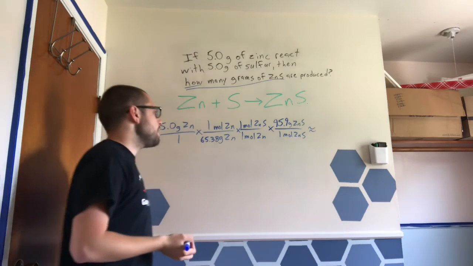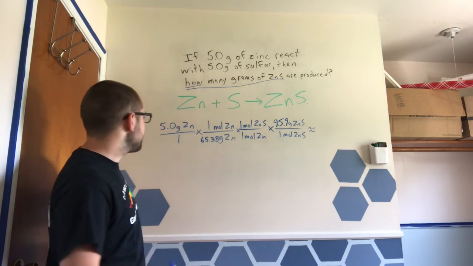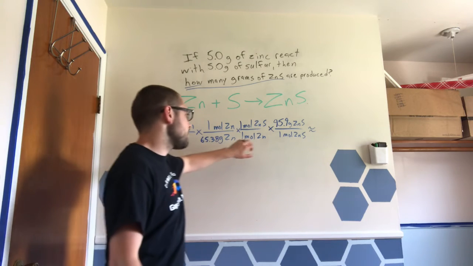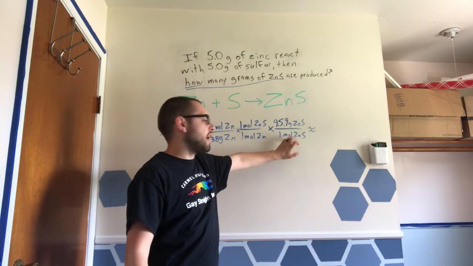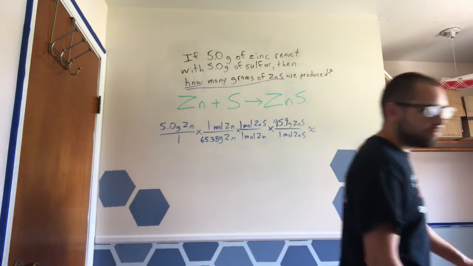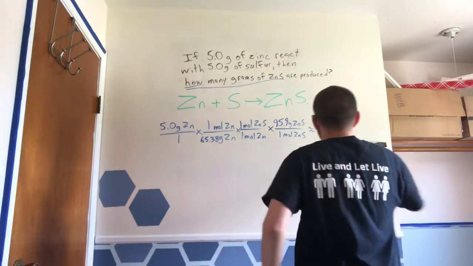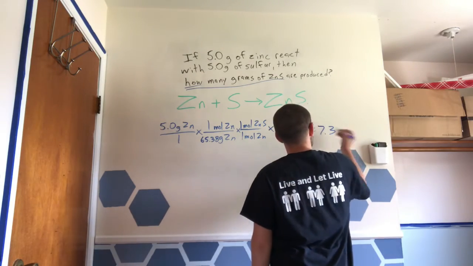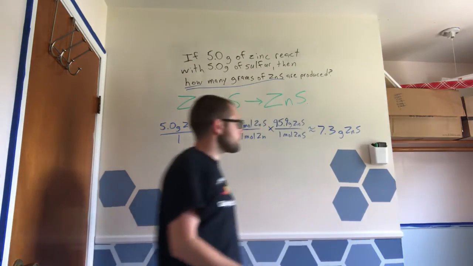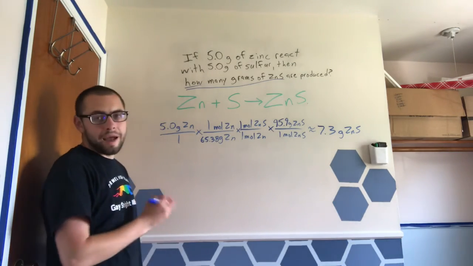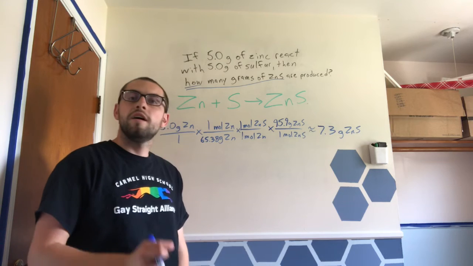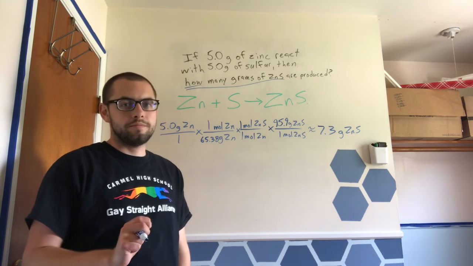So there's my setup for the zinc problem. I started with grams, I did a molar mass. I did the mole bridge, I did another molar mass. And then my final answer here, I'm going to produce, with significant figures, about 7.3 grams of zinc sulfide. That might be my final answer, that might be the answer that I end up going with. But I don't know for sure yet.